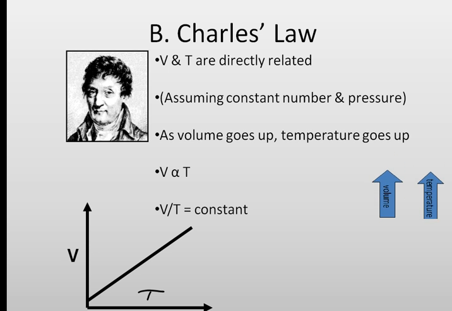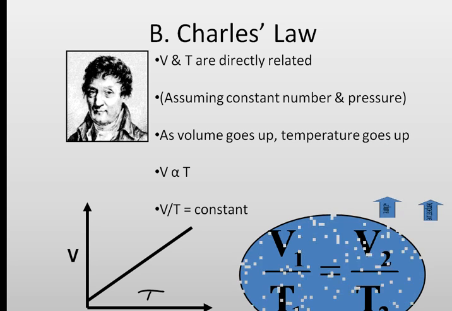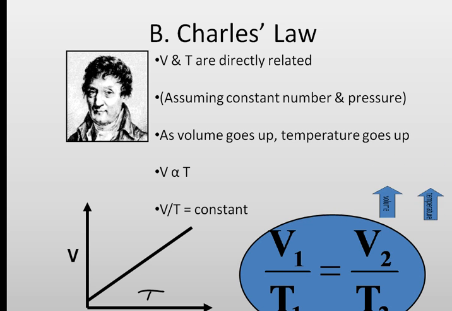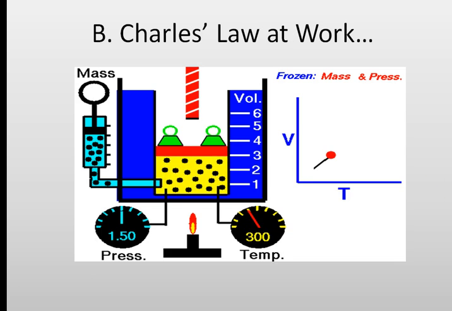So now volume over temperature will give you your constant K. And we see it like this equality. So V1 over T1 is equal to V2 over T2. So there's the 1 and there's the 2. So this is Charles' law. Please make sure you can associate it with the name.